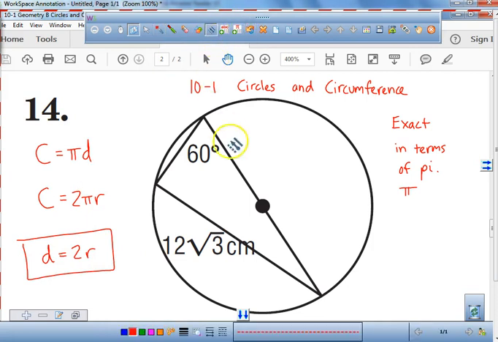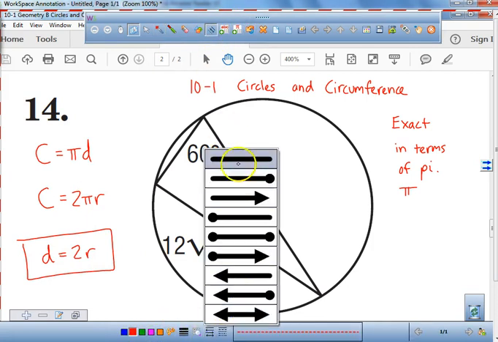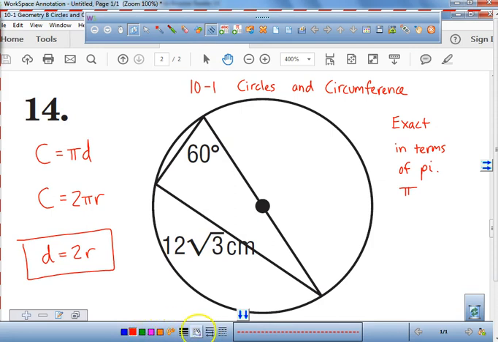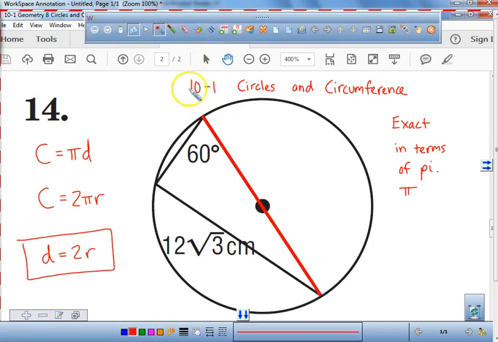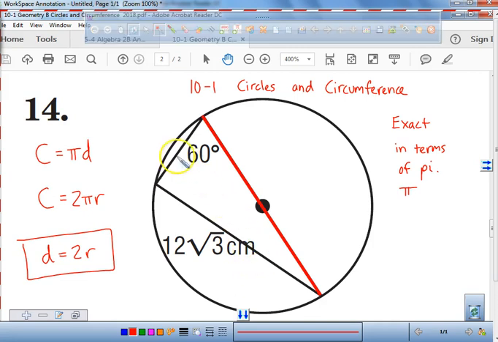Let's go ahead and label the diameter right now. Our diameter of this circle is the chord that passes through the center. If we knew the length of this diameter, all we have to do is multiply by pi, and we would be done. Now it looks like we have a certain type of triangle right here. That's a 60-degree angle right here. What do you think this angle is?